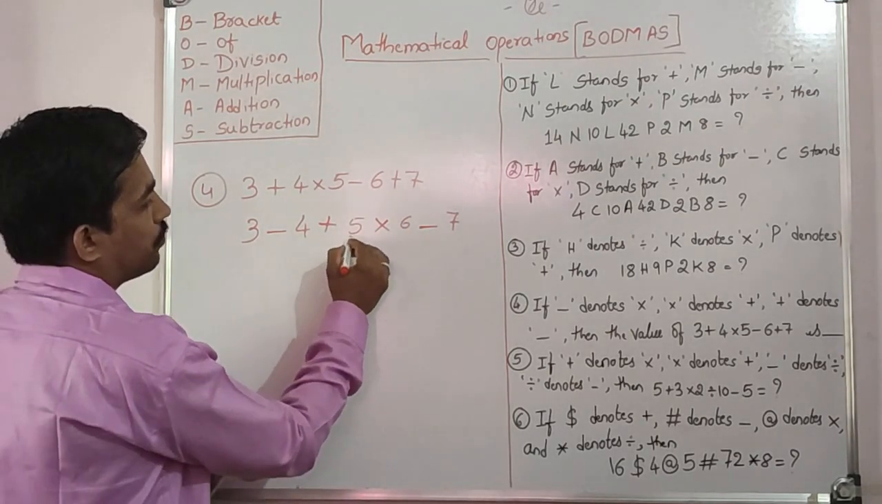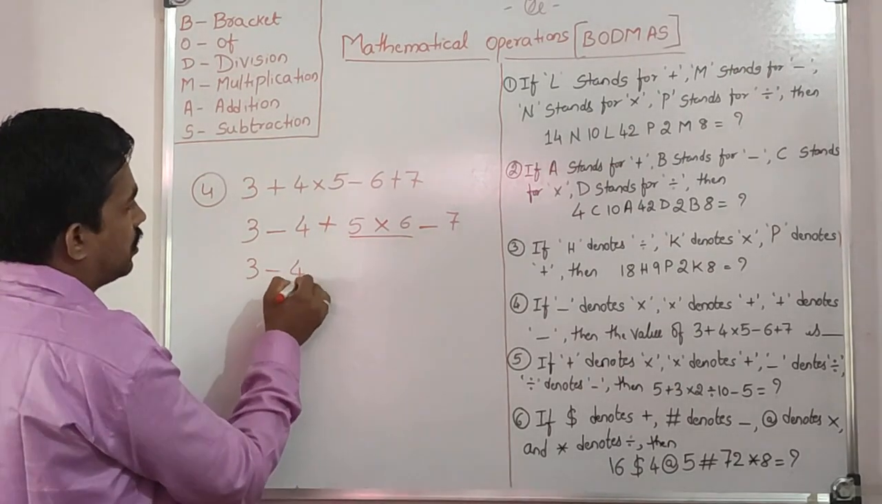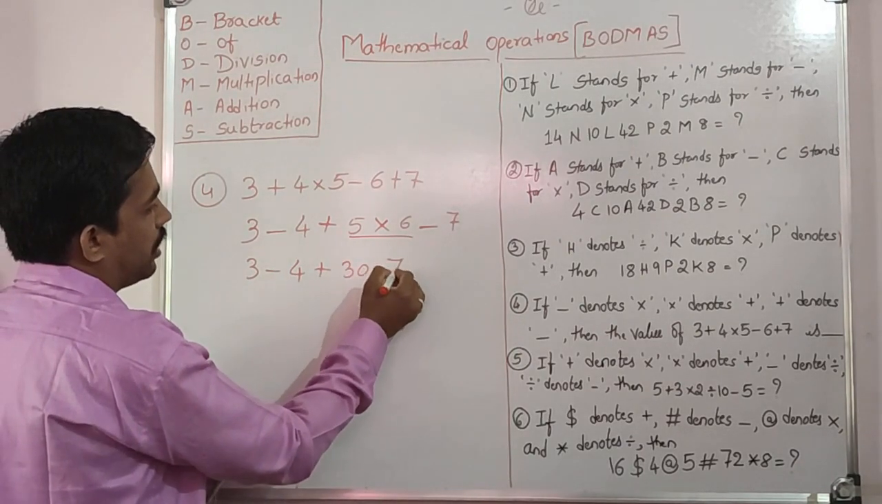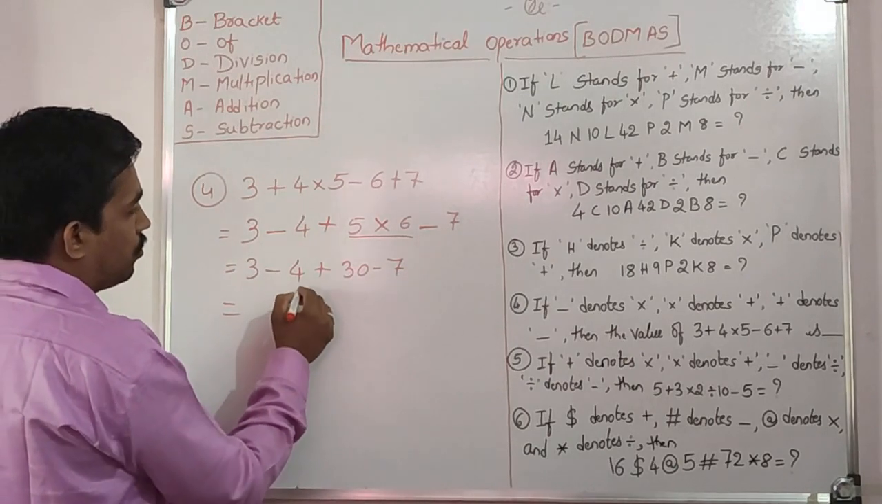Again we have to do into first according to BODMAS rule. 3 minus 4 plus 5 into 6 is 30, minus 7, and then we have to do addition first.